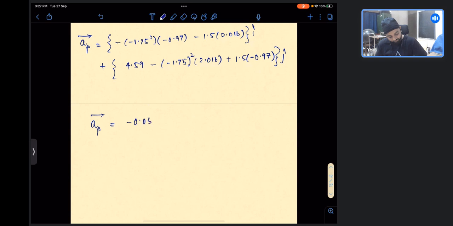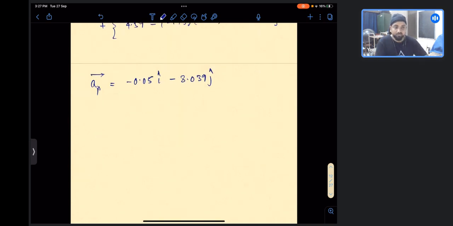4.59 minus 1.75 squared into minus 3.039 j cap. So this is what it comes to. Our magnitude of acceleration of P is what is asked, so we can simply calculate this. This comes to 3.04 meters per second squared.